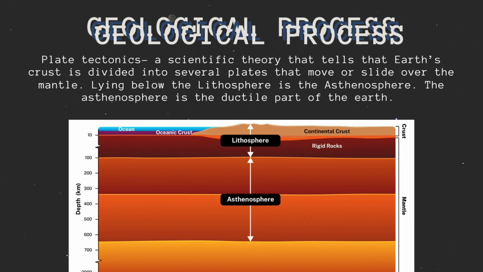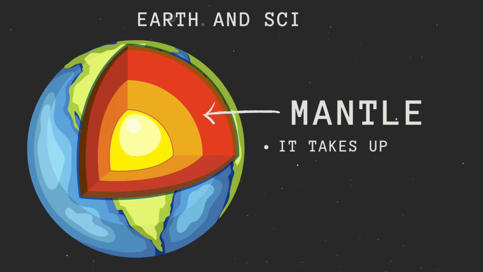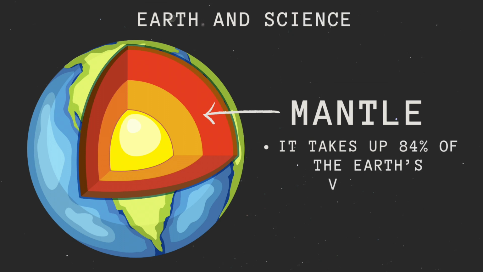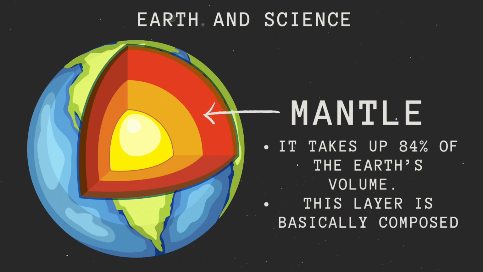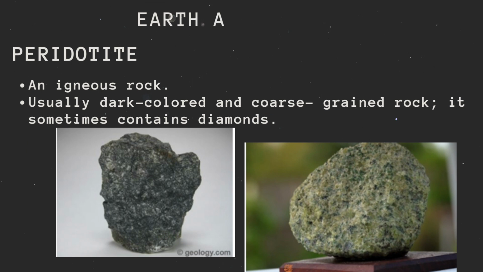Next is the mantle. Underneath the crust is the mantle, and it is believed to cover almost 84% of the Earth's volume. The layer is basically composed of peridotite, an igneous rock that is usually a dark-colored, coarse green rock, and it sometimes contains diamond.